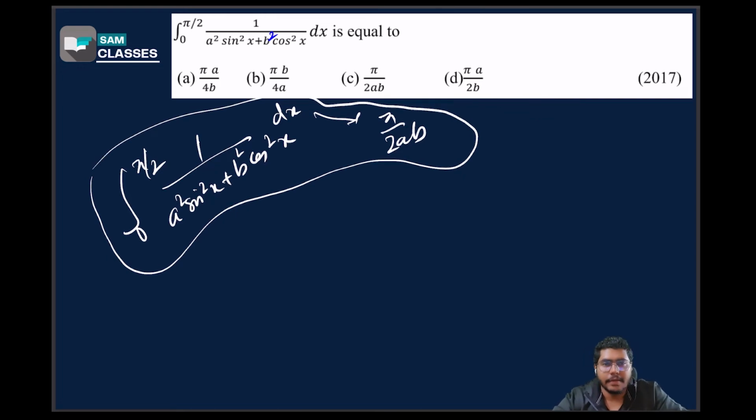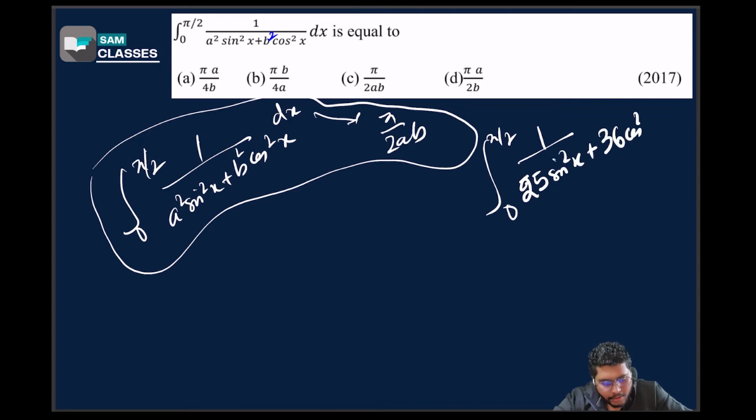Now, sir, let's say we mugged it up and keep it in the brain. How do we apply this concept? Very good. Let's say we have a question, 0 to pi by 2, 1 by, instead of a I gave you some value, let's say 25 sine square x plus 36 cos square x. Now you'll say, sir, yeah, I got it. This is my 5, this is my 6, correct? So what is the answer, sir?